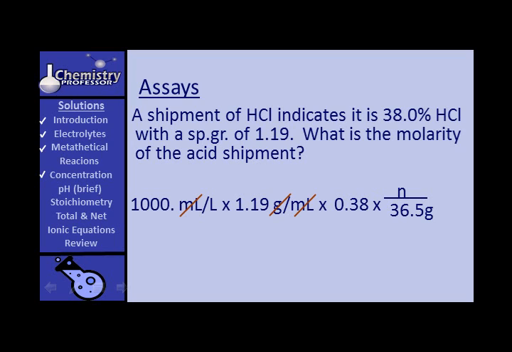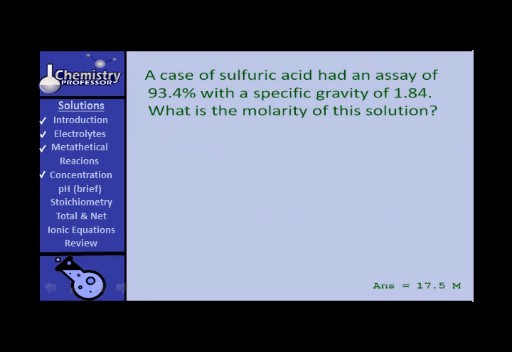Now let's see what cancels. Milliliters cancel, grams cancel, and I'm left with moles per liter. You see the liters over there. And it's 12.4 molar. A case of sulfuric acid has an assay of 93.4% with a specific gravity of 1.84.